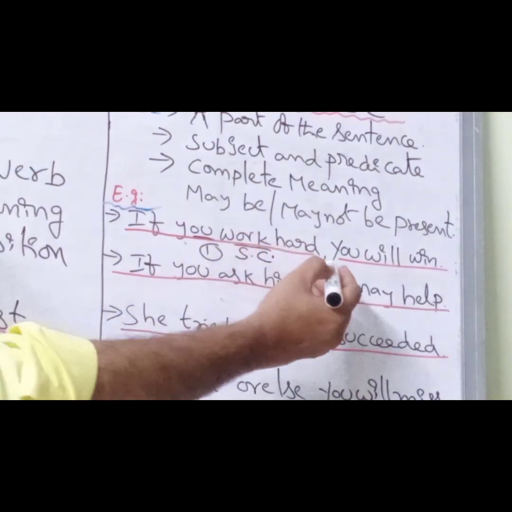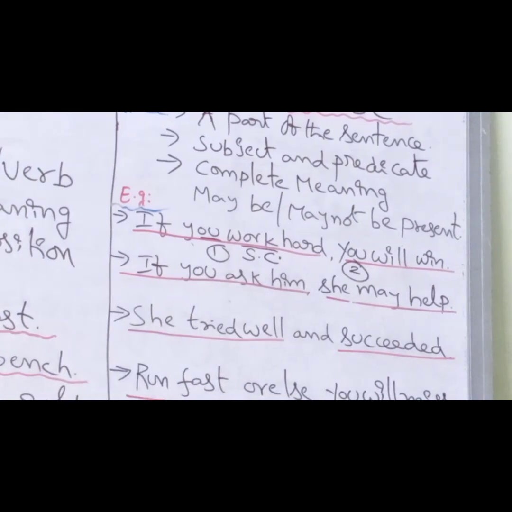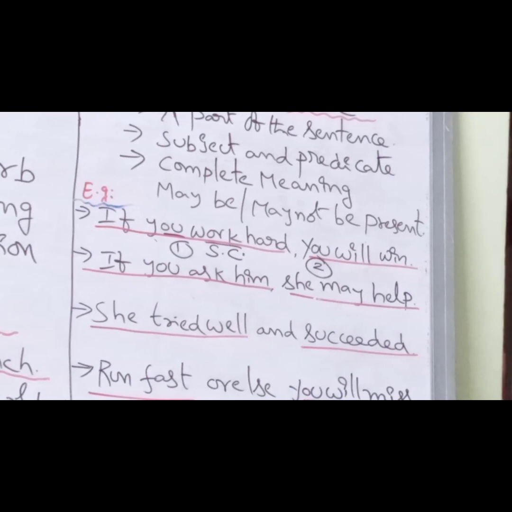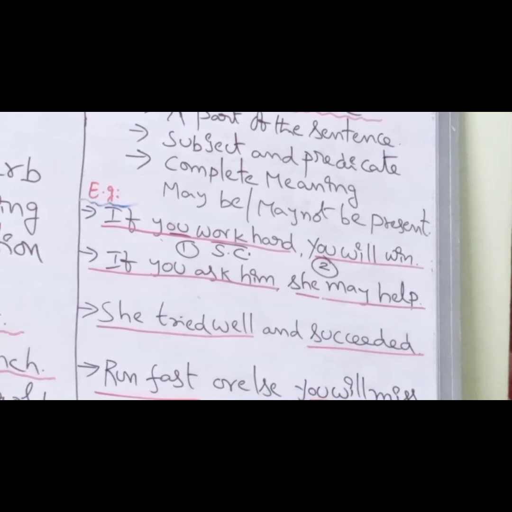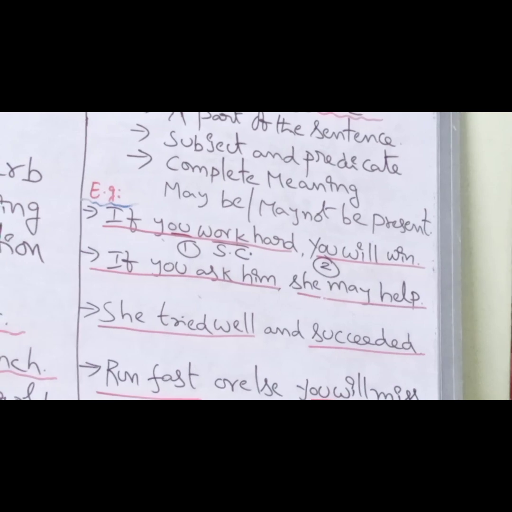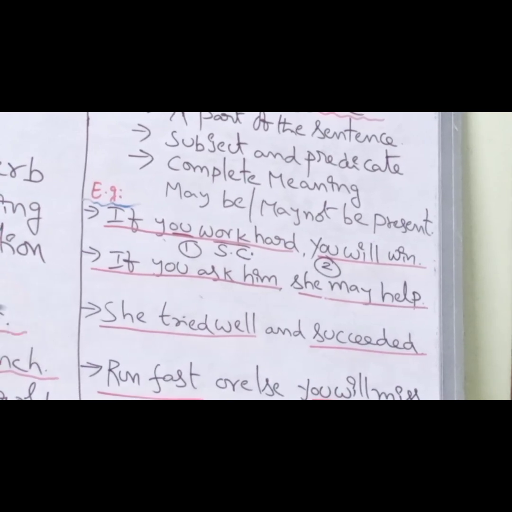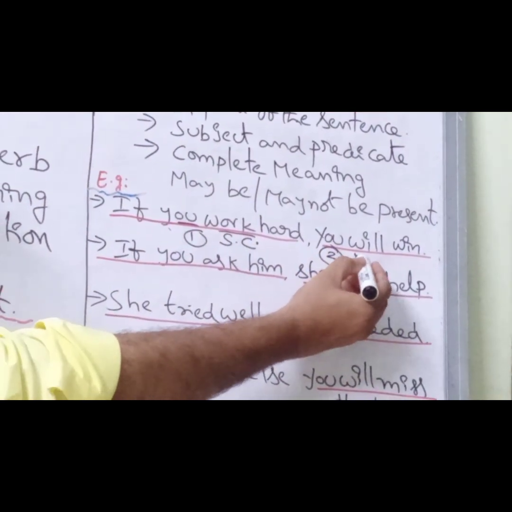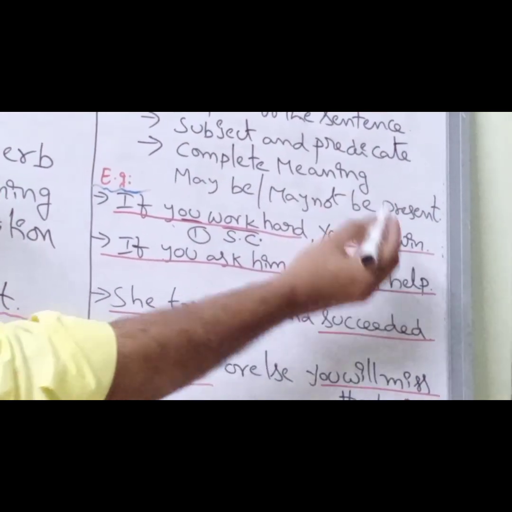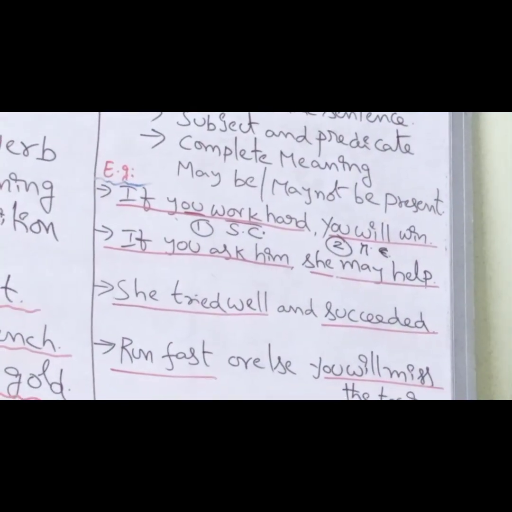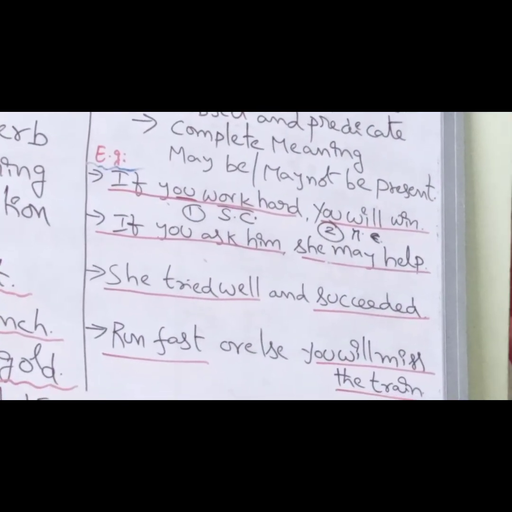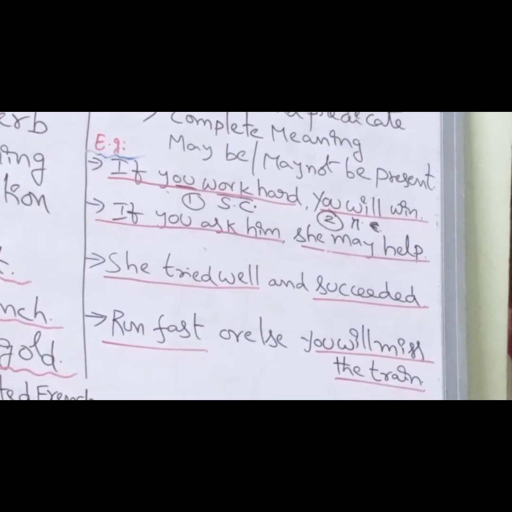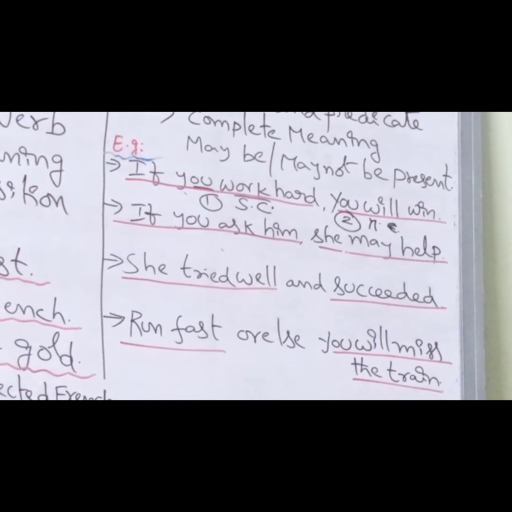And if you observe the second part, you will win. In this second part, subject you is there, will win, verb is there, predicate is there, and complete meaning is also present. So you can call this a main clause, MC. So in this first example, there are two different clauses. Part 1 is a subordinate clause or dependent clause. Part 2 is a main clause or an independent clause.